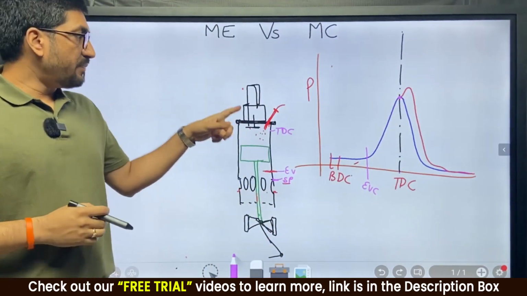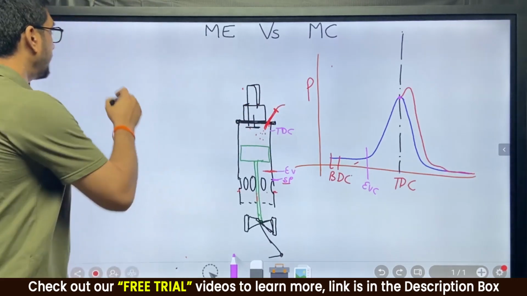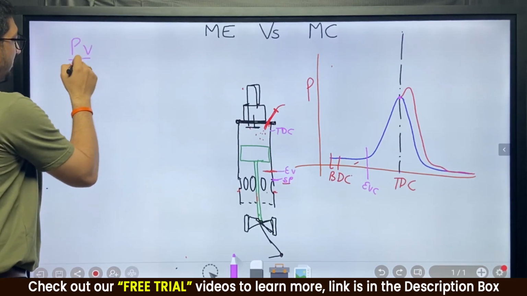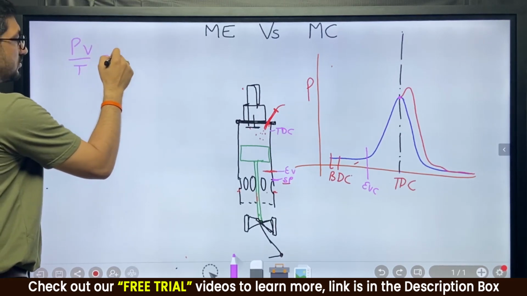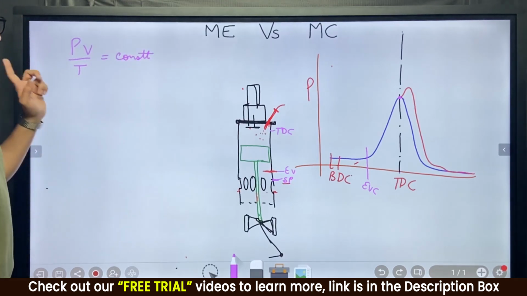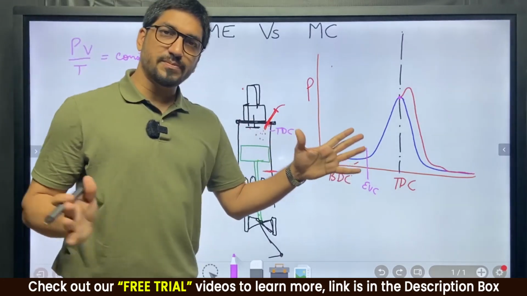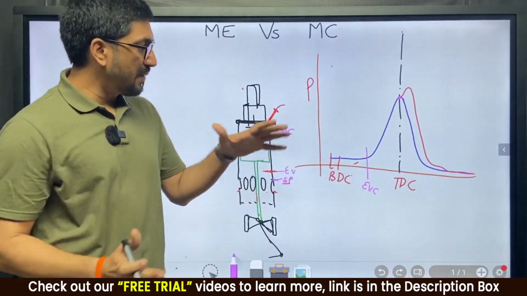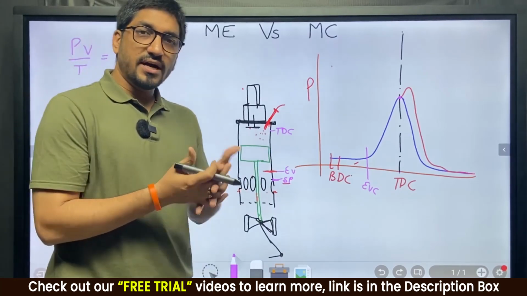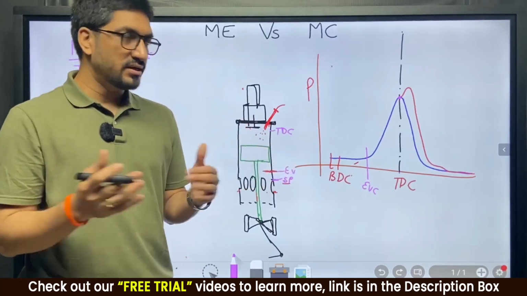Now, since the pressure is rising, we know that PV by T is constant. So when the pressure is rising, we also expect the temperature to rise. This is happening very fast, right? So there's hardly any time for heat to escape.